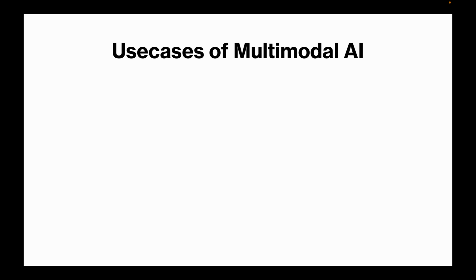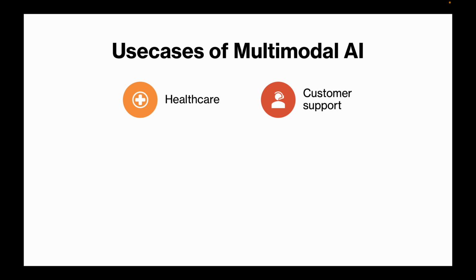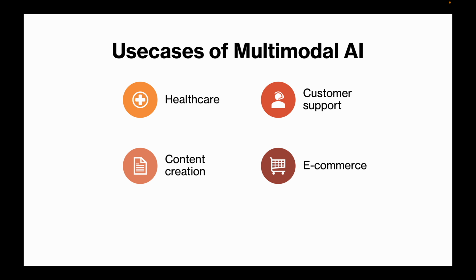Multimodal AI has practical applications across various industries. For example, healthcare. In healthcare, it can combine medical images with patient records to assist diagnosis. Customer support. AI models can analyze voice messages, images, and text simultaneously. Content creation. In content creation, multimodal AI can generate text, images, and videos together. E-commerce. Users can search products using images and text. Autonomous vehicles. In autonomous vehicles, the systems combine camera input, sensor data, and maps to make decisions for choosing a better route.